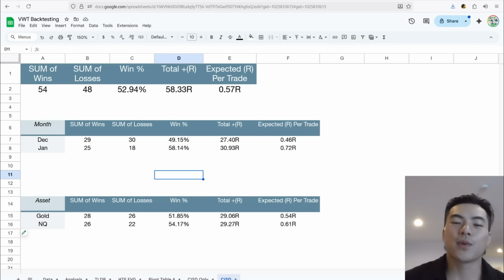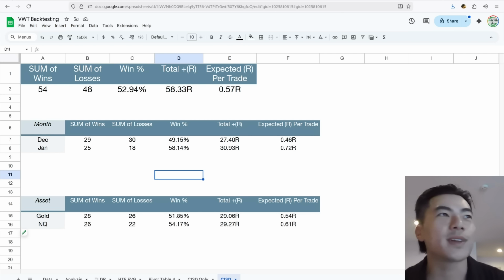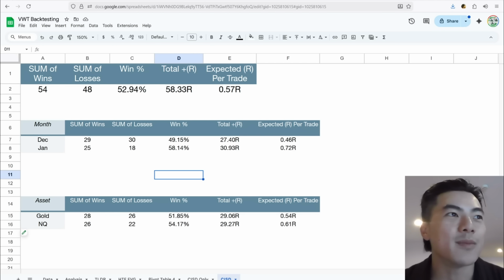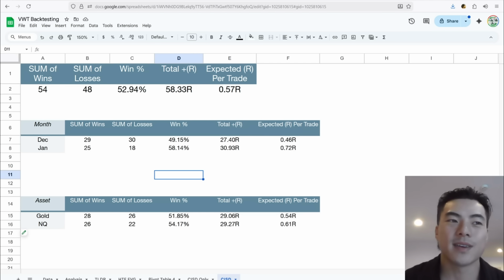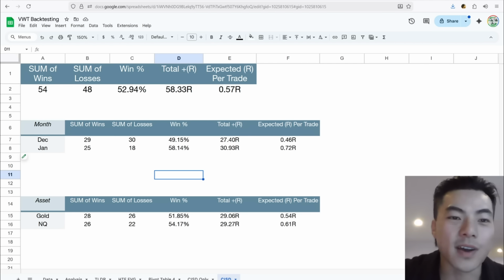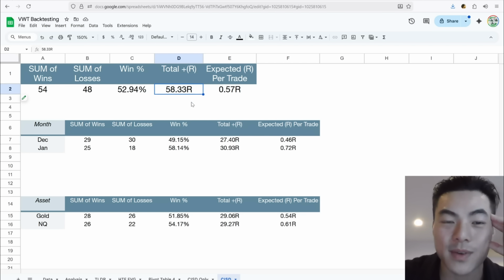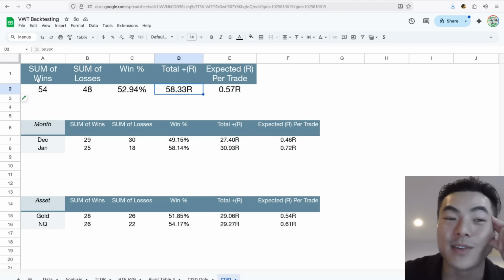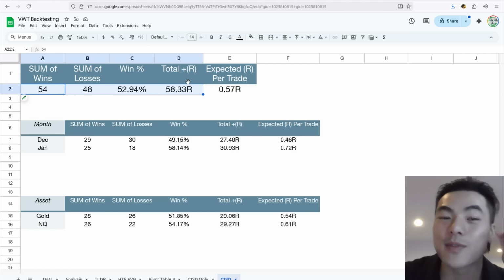Yeah, so those are all the examples I had. That's the whole model. That's everything you need. Hopefully it all makes sense, and hopefully you find some results with it. I mean, just looking at the data, it looks pretty impressive to me. So let's just round this up to 60. Plus 60R in less than 2 months. That sounds pretty amazing to me.